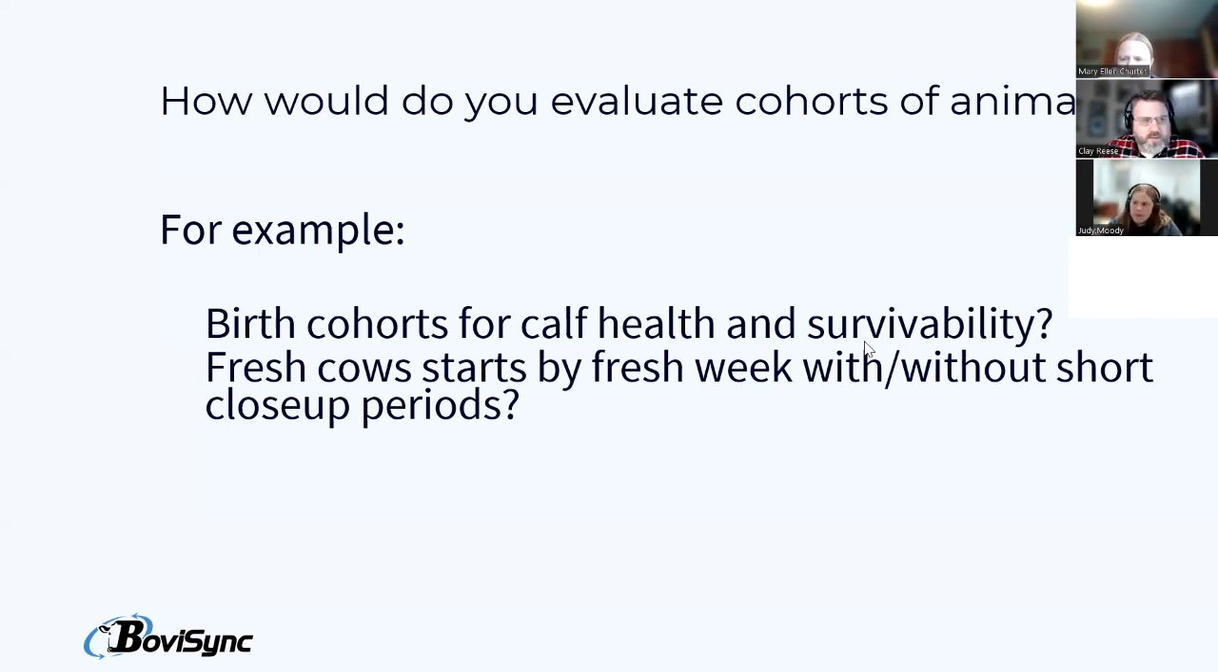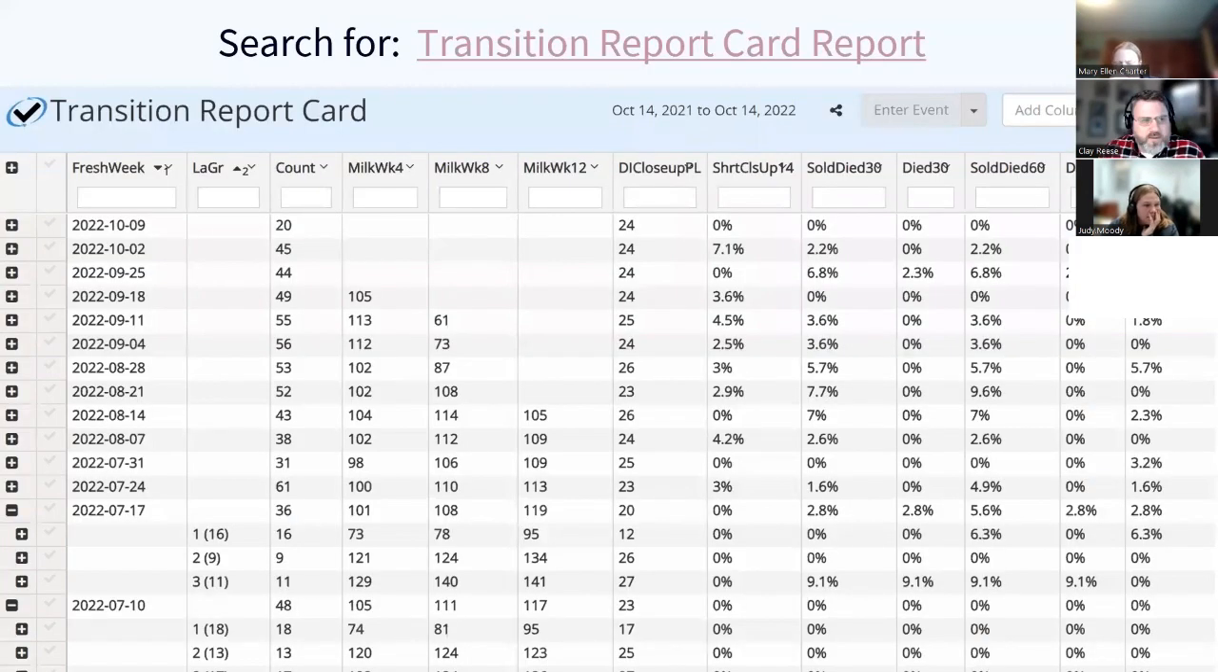So oftentimes when you want to evaluate the performance of animals, cohorts are a great way to do that, specifically time-based cohorts. So we're going to look at some cohorts that might be useful for looking at transition cows and calves. So in this report here that we've created, we have grouped, get to Steve after this, the transition report card. We've grouped animals by the week they've freshened and lactation group, and we've built items out to describe the performance of that animal cohort. And so we can do a quick comparison of the different week cohorts of freshening.